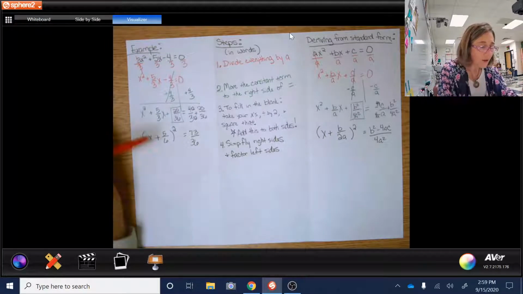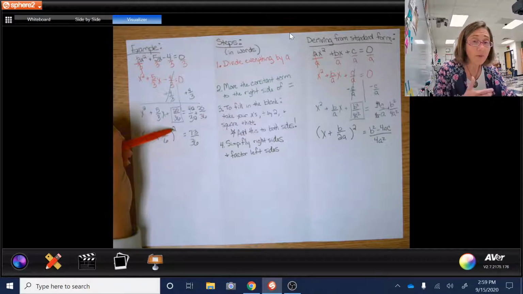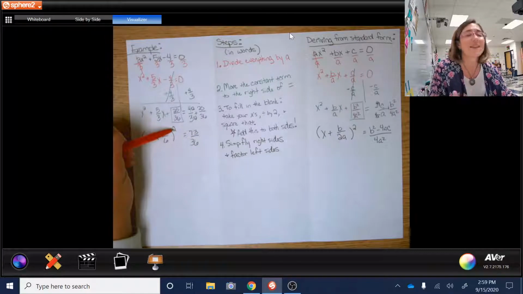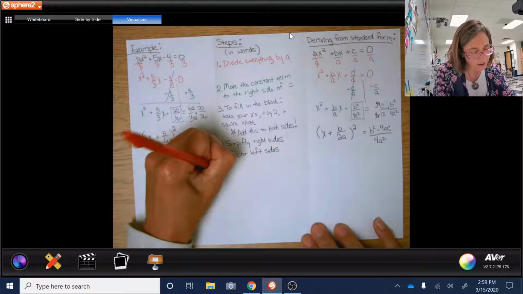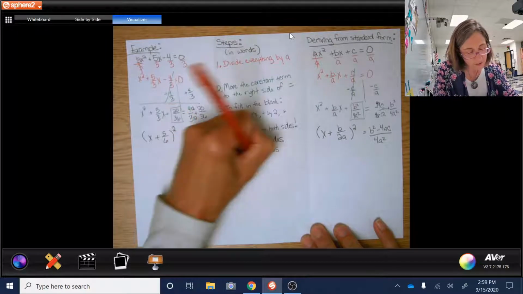So now I want to get this x here by itself. So this x is added to 5/6, and then it's squared. So I want to get rid of the squaring. Well, how do you unsquare something? The opposite of squaring is square rooting. So that's what we're going to do, we are going to square root both sides.